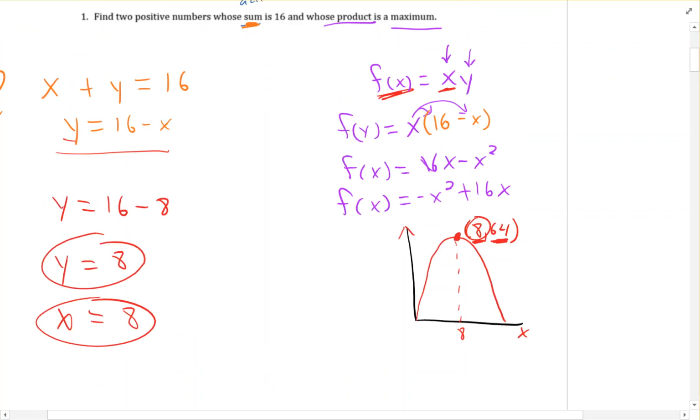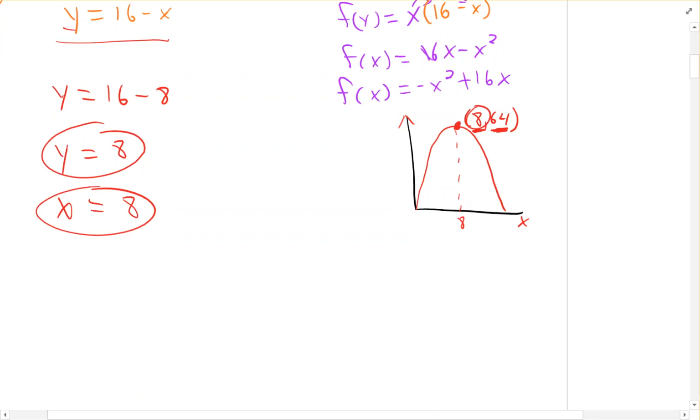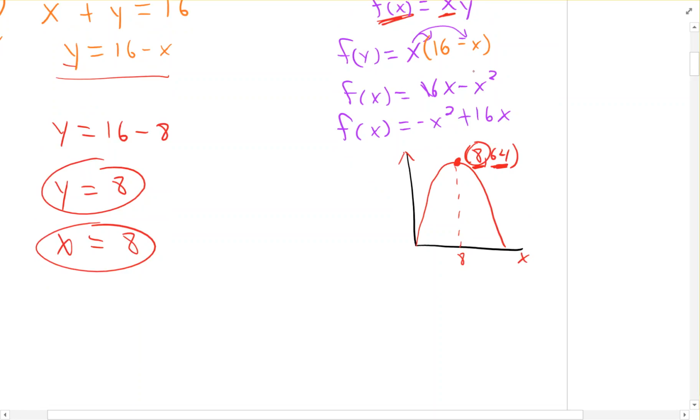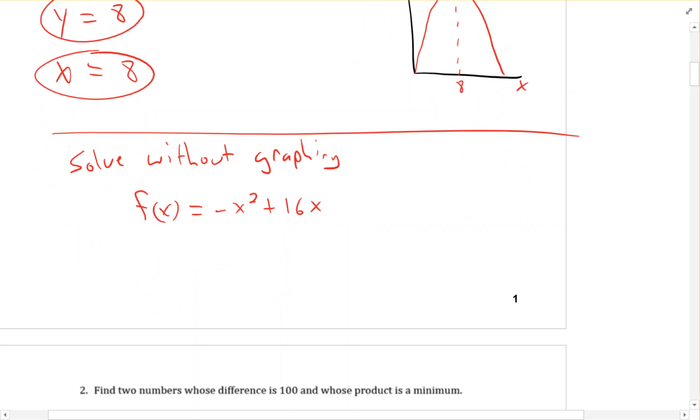The other way of doing this is going to be without graphing. What we could do, we could figure out the vertex by putting it into vertex form. So if we start out from this point here, let's rewrite that. Okay, so to solve without graphing, I'm going to write my function again. I want to figure out what the vertex is on this thing. So it's going to be negative x squared plus 16x. And then what I'm going to do is we need to complete the square.